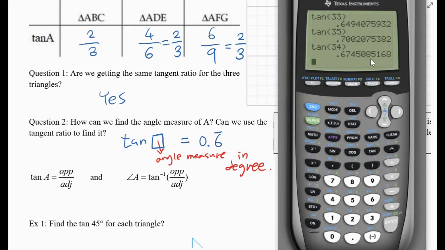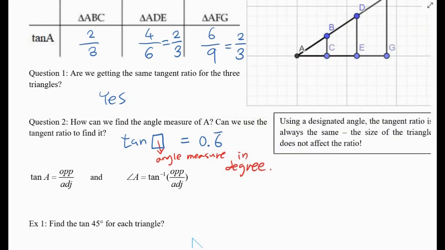0.6745, but it's not very accurate. So we know the angle measure is about 33 degrees to 34 degrees, but this is not an accurate answer. So we want to know the accurate answer. How would we be able to find the accurate answer?